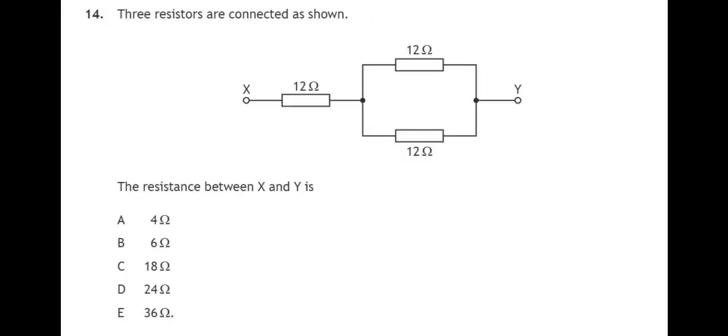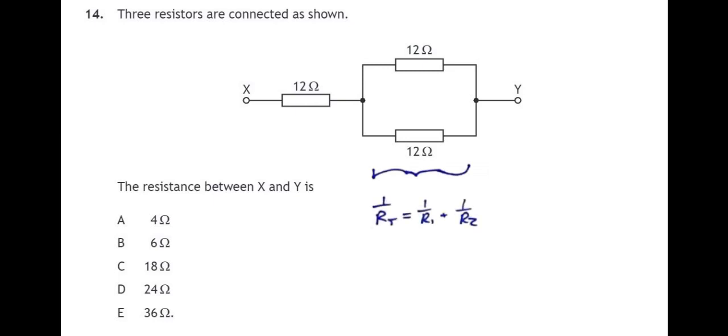Question number 14. 3 resistors are connected as shown. The resistance between X and Y is, so we've got two 12 ohm resistors in parallel, and they in turn are in series with another 12 ohm resistor. In circuits like this, what we have to do is turn it into either a series circuit or a parallel circuit. So we have a series circuit with a smaller parallel bit inside of it. So we need to turn that parallel bit on the inside into a single resistor that we can then add on in series. So this bit here, first of all, they're in parallel.